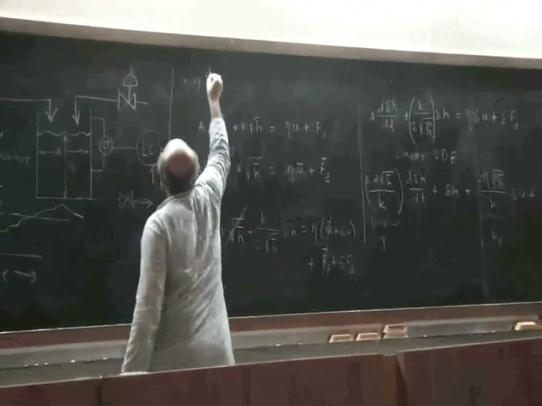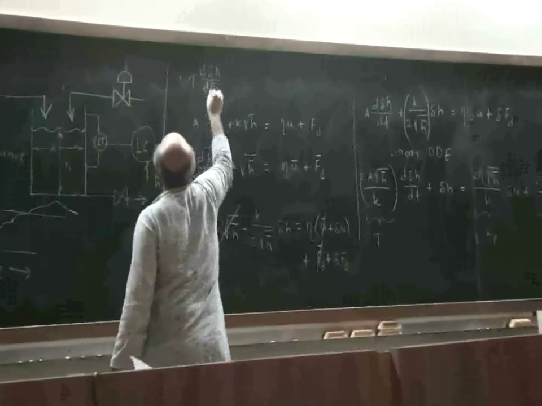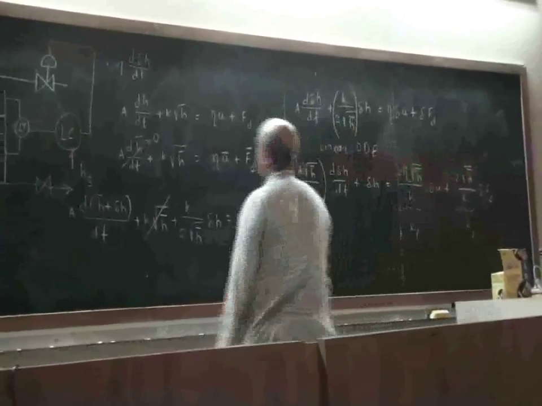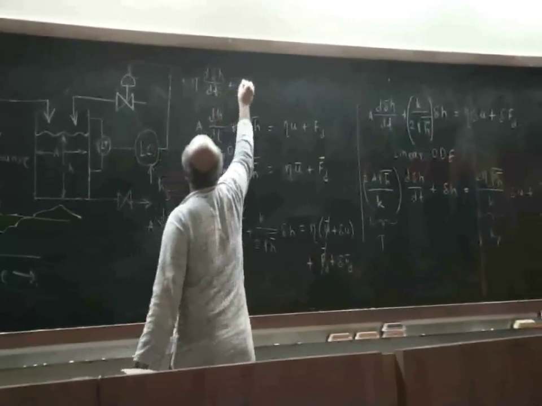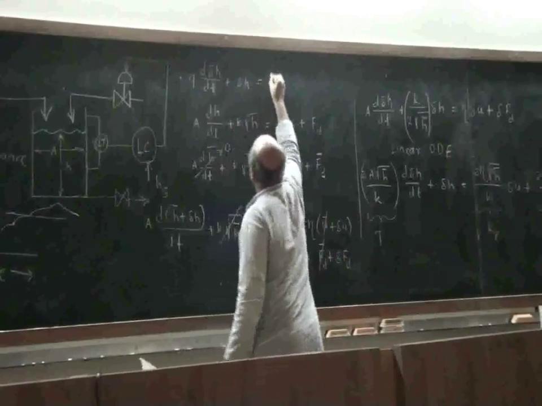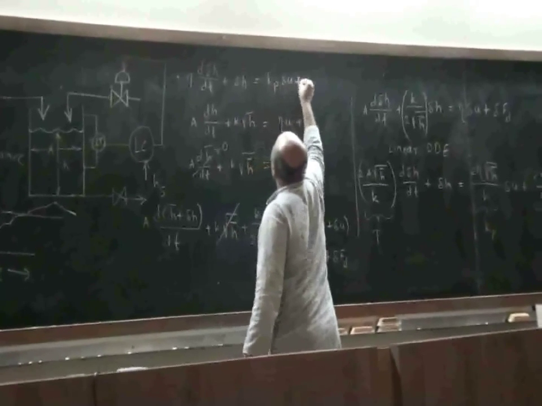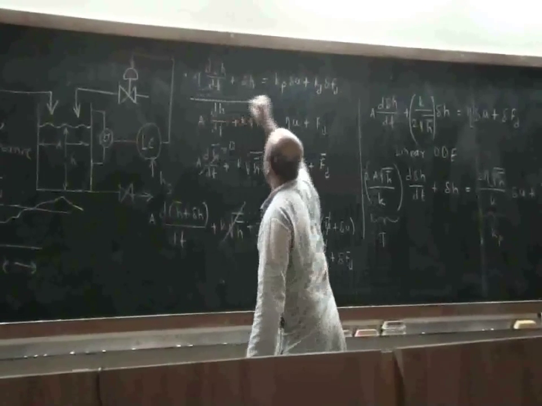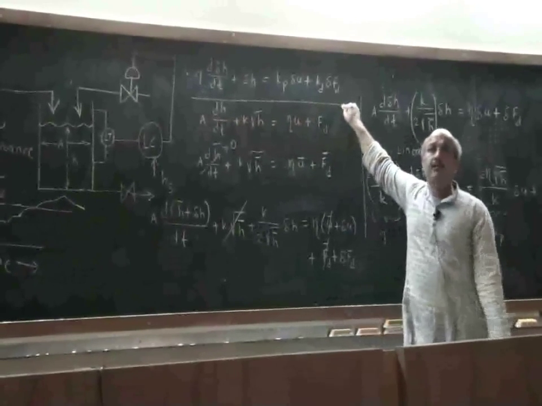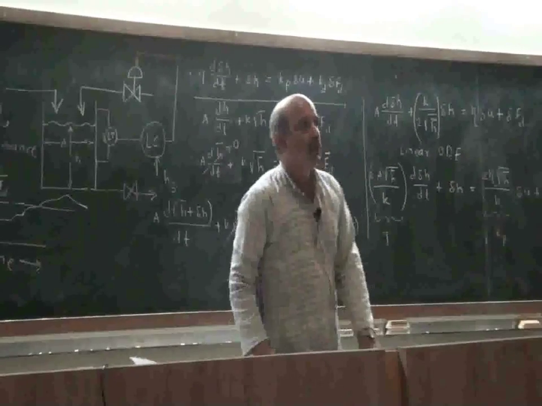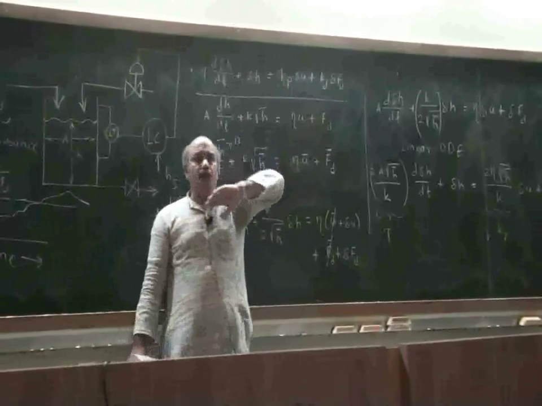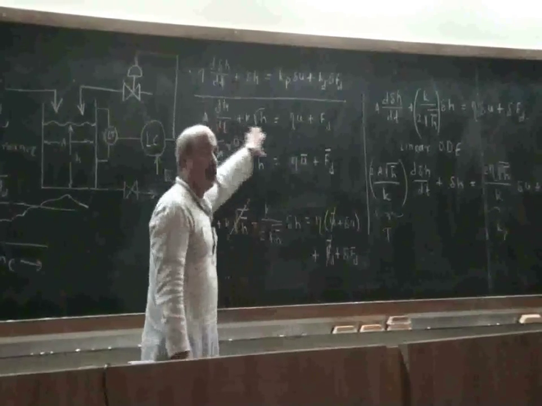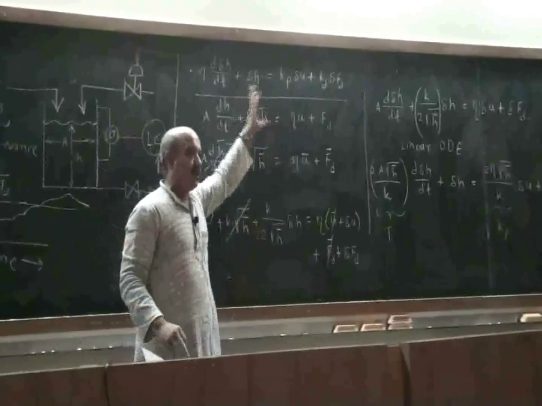Tau d delta h by dt plus delta h equals KP delta u plus KD delta fd. What I have done is, through Taylor's approximation, I have come up with a model which is simplified. This is a linear differential equation, and we know perfectly well how to manipulate things in a linear differential equation. From now on, I'm going to forget that I started with a non-linear differential equation. I'm just going to work with this linear differential equation because it's very easy to manipulate.